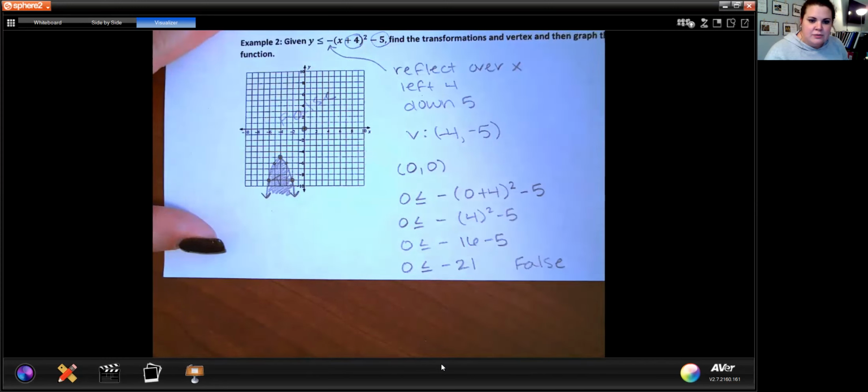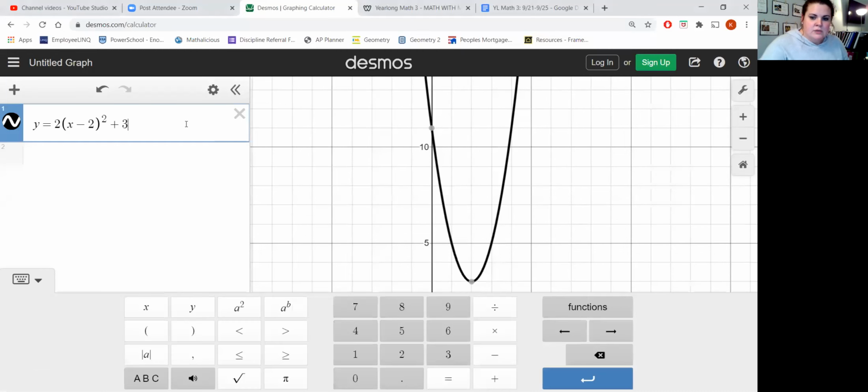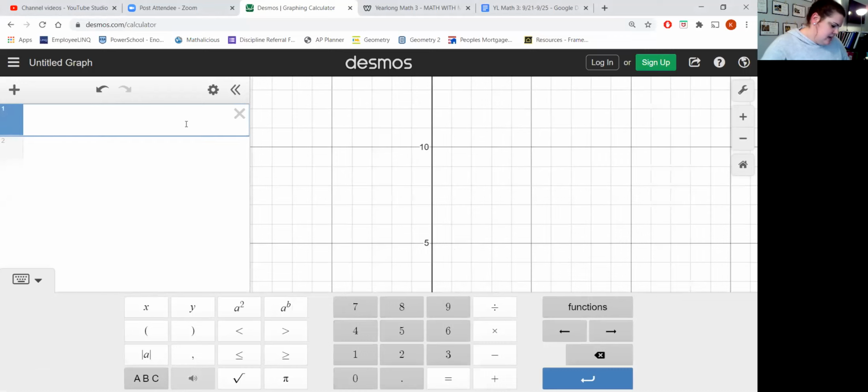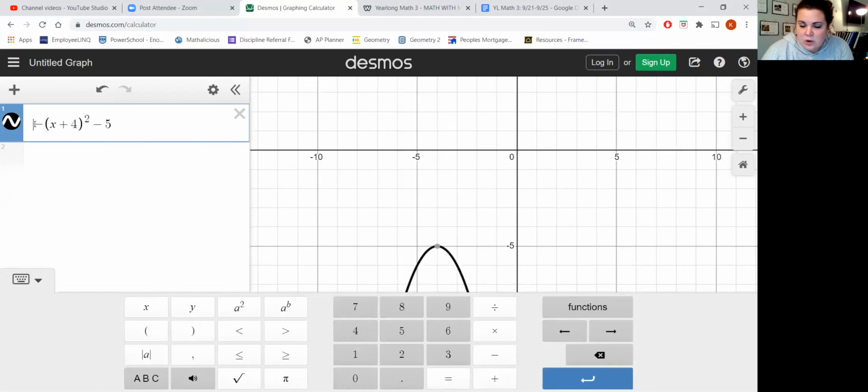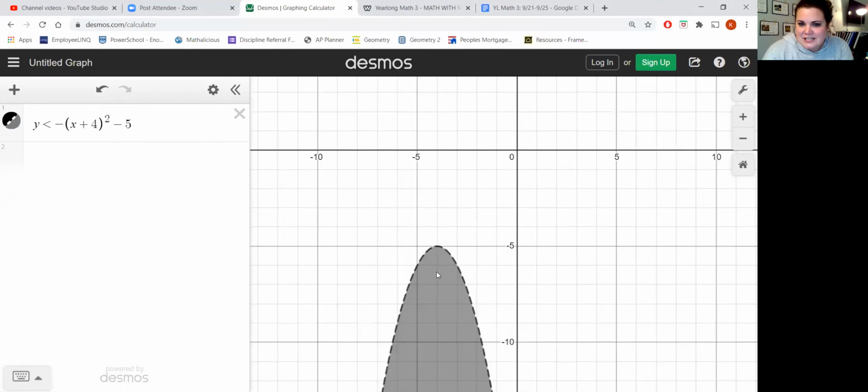Okay, so I do want to make sure that you guys can graph that on Desmos. So if we look at Desmos, I'm going to go ahead and type that in. I have negative x plus 4 squared, and then I've got the minus 5. Let me go ahead and move this. So there's the parabola right there. Now, if I want to have the inequality part, I've got y, and I have to type less than or equal to. So what I do is I hit the less than key first, and you can see it shifted. It made it a dotted line for me, and it shaded it for me.